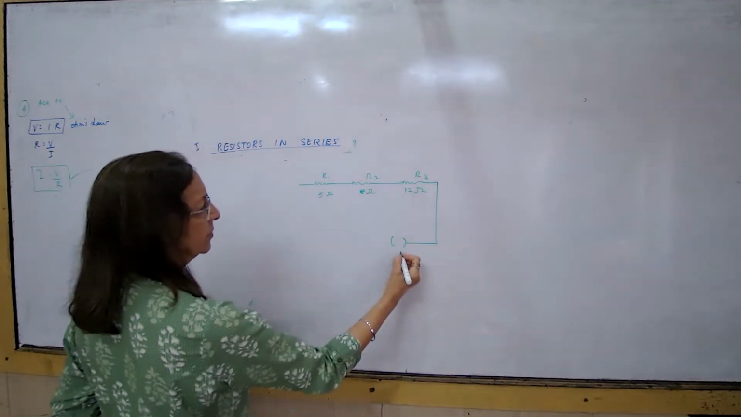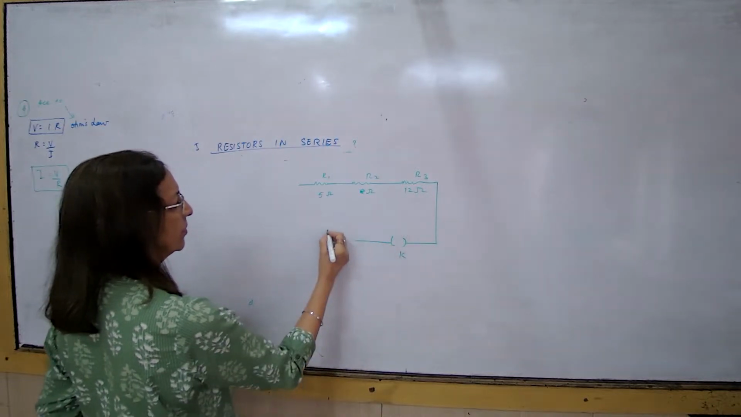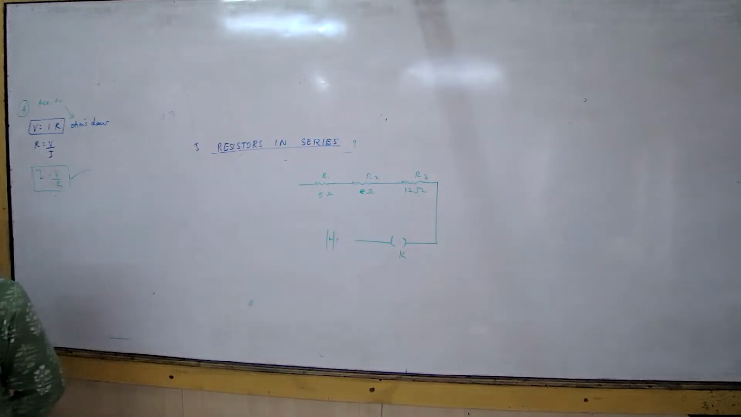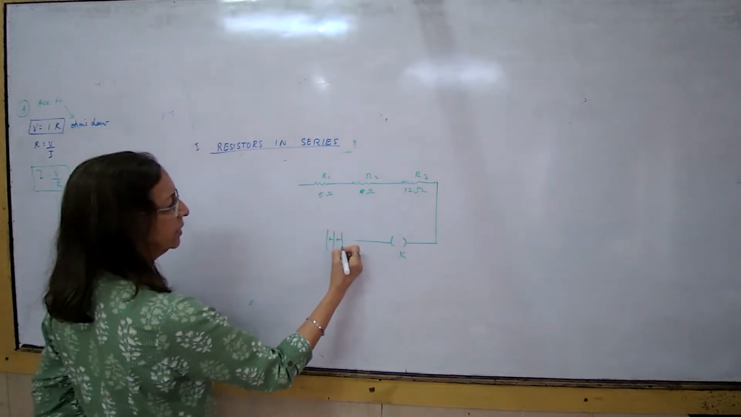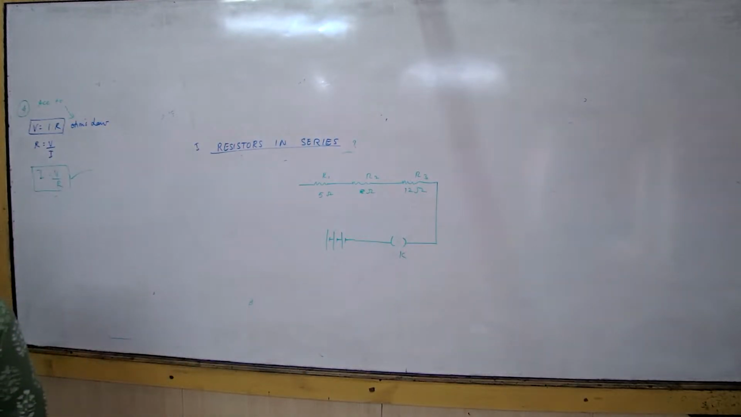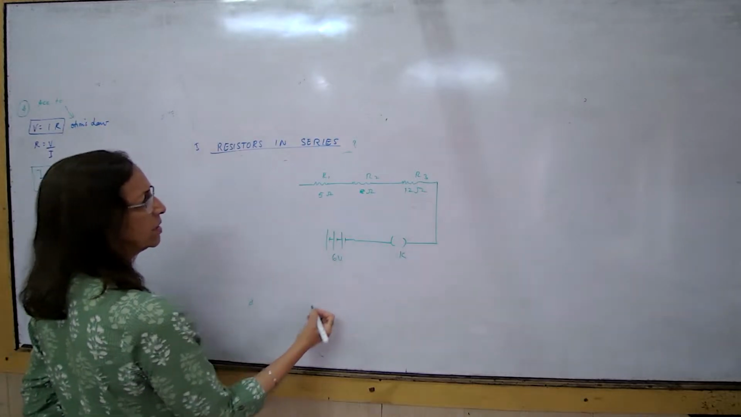Then battery. How many cells? 3 cells. So that is 1, 2 and 3. How much is it for each one? 2 volt each. So 2 into 3, how much will it become? That becomes 6 volt. What else?